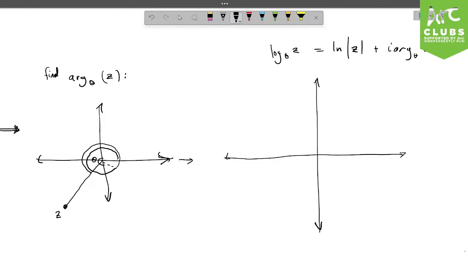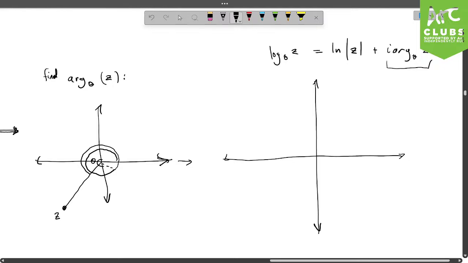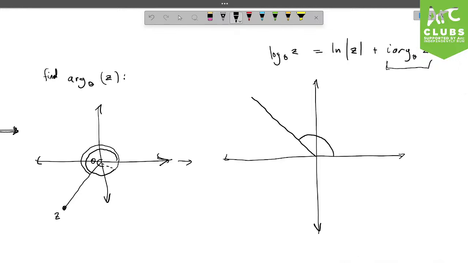So the place where it's discontinuous is where this arg term is maximized, right? Where it jumps from its smallest value to its largest value. And that's going to occur at an angle of theta, right? So if theta in this case is like 3 pi on 4, then this term, arg theta z, is going to be strictly between theta and theta plus 2 pi, right?